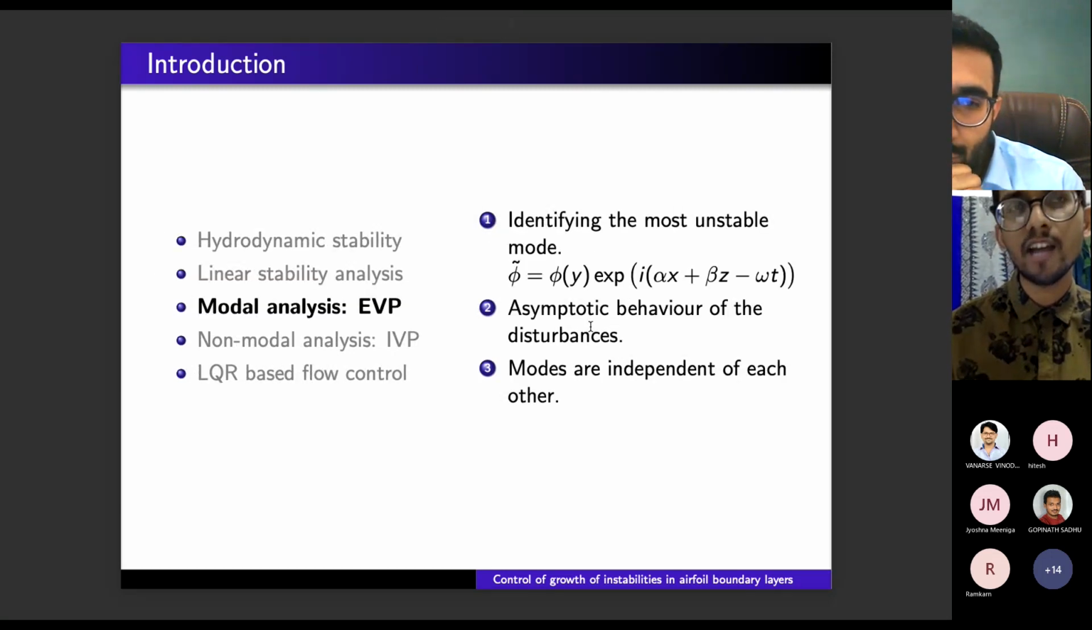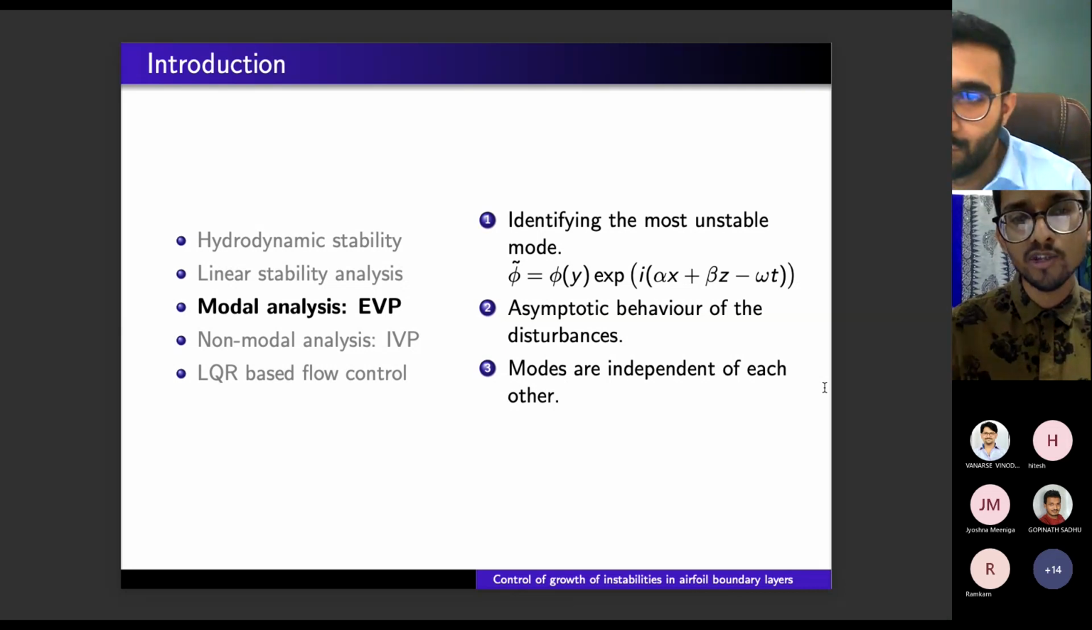In modal analysis, we assume an exponential time dependency of disturbance. Hence, we will be just looking at the sign of this omega, which is the eigenvalue of the entire problem. So our problem narrows down to an eigenvalue problem, and we need to look at the sign of the omega, and we'll be judging how our disturbance is going to behave with respect to time. This exponential dependency is true for asymptotic time. And we assume that the modes are independent of each other, and we focus on just one most unstable mode.